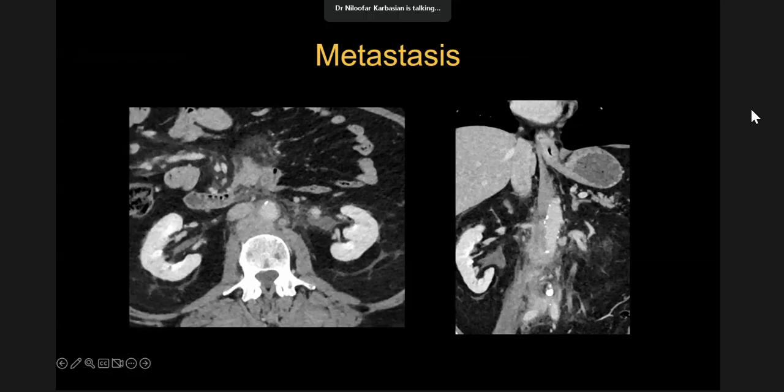And one very important differential not to forget is metastasis. Metastasis can appear as this infiltrative retroperitoneal soft tissue encasing the vessels, encasing the ureter. This is an example in a patient where on the coronal image you see there is some thickening in the gastroesophageal region. It's very sneaky, very easy to go by, but there is a lymph node near it that may raise suspicion that maybe there's something going on.